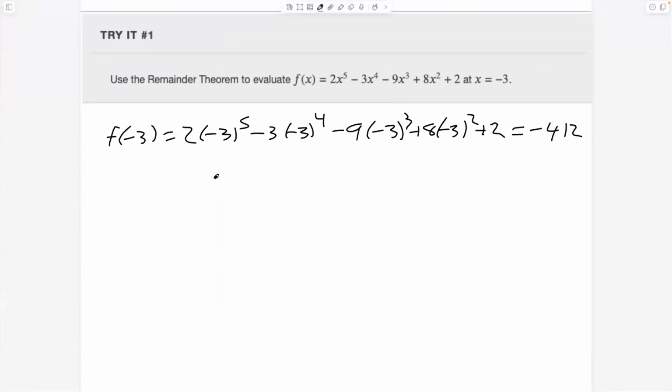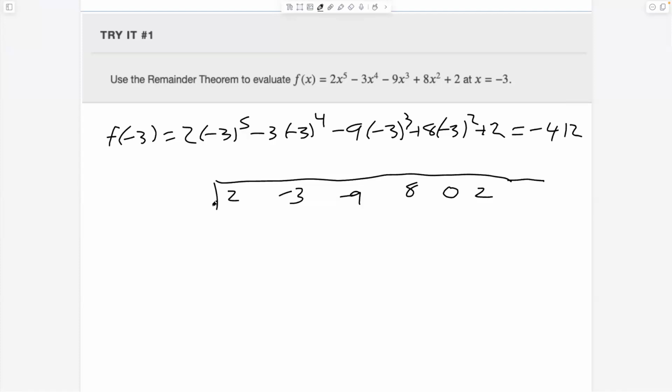So I'm going to write up all of my coefficients here, keeping in mind that, see here, notice I'm missing an x. There's no x to the first power, so I'm going to have to put in a 0 when I get there. 8, 0, 2. The guy I'm interested in, -3, comes out here.